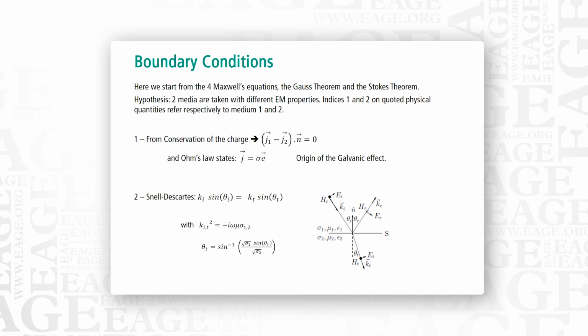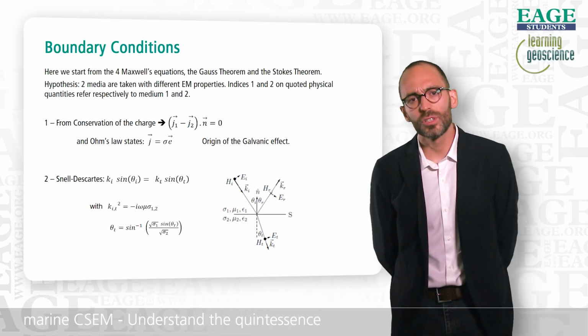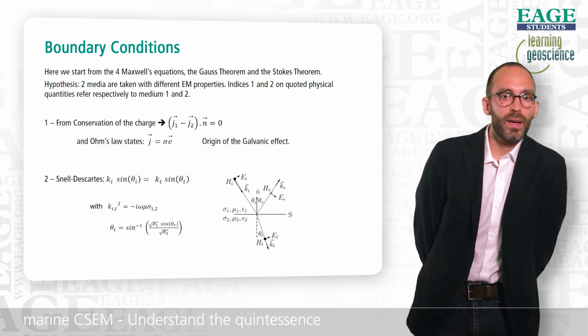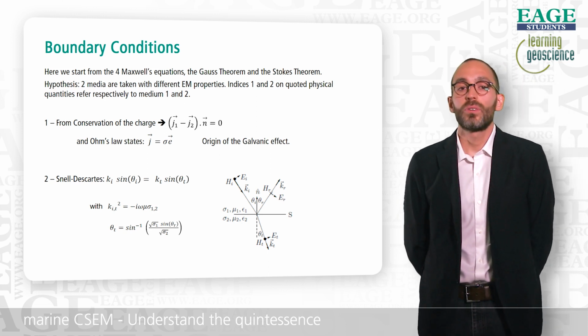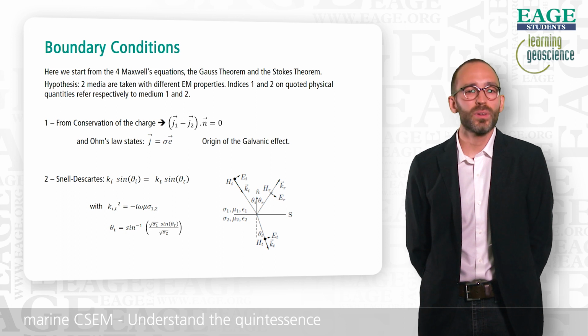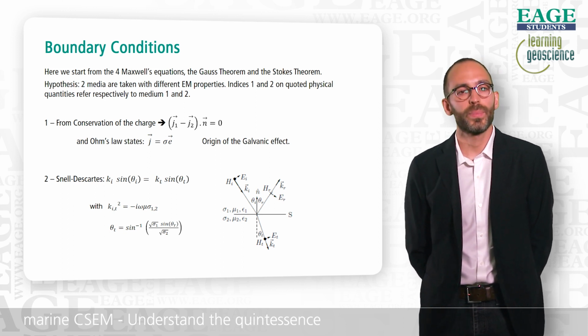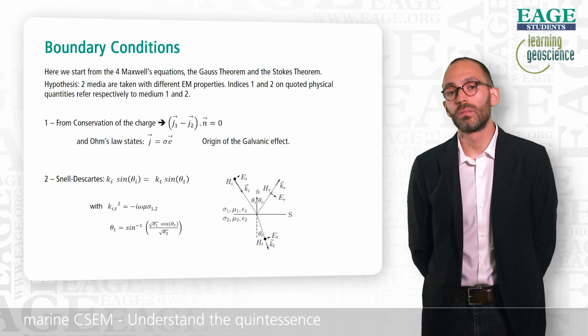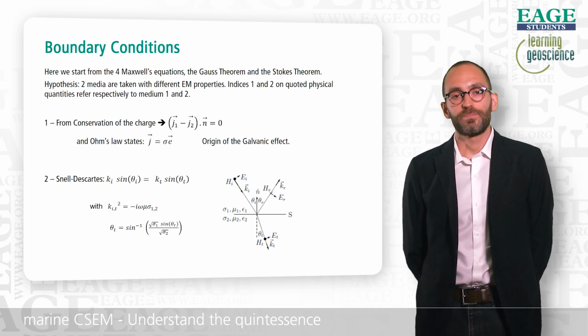Here we start from the Maxwell equations, the Gauss theorem, and the Stokes theorem. And we take a hypothesis. Two media are taken with different EM properties. Indices 1 and 2: unquoted physical quantities refer respectively to medium 1 and medium 2. Plus, if we use Ohm's law, it brings that a wave passing from a medium with a certain conductivity to a medium with a different conductivity shall imply a step on the electric field. This is what we call the galvanic effect.